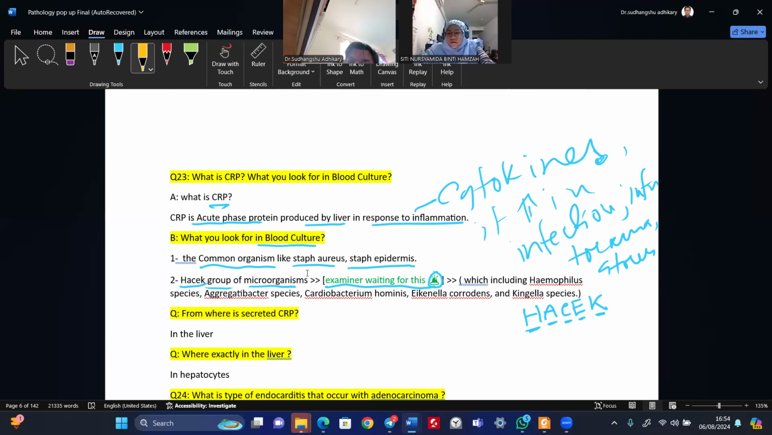CRP is an acute phase protein which is produced in the liver hepatocyte in response to any inflammation, and it increases in infection, inflammation, trauma, or stress, and post-op as well.